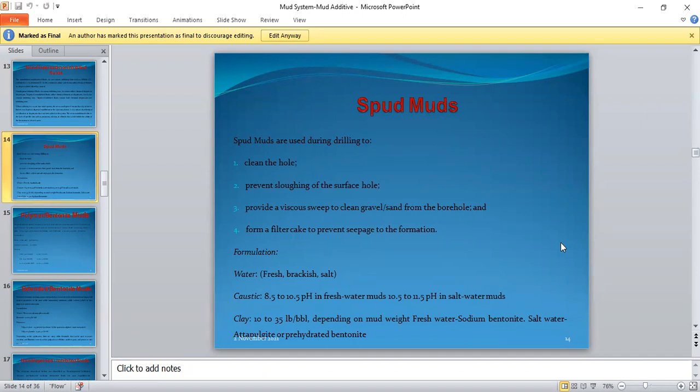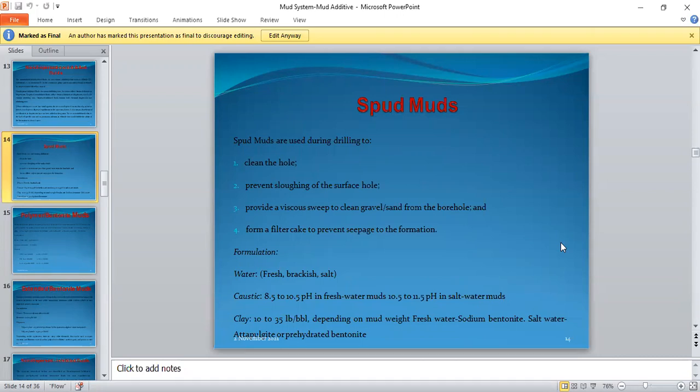Formulation of spud mud. What is the formulation? When we talk about formulation, it means how do we combine the chemicals? What chemicals do we bring together to mix this mud, and in what concentration? What amount? If we have 1 barrel of water, what amount of what?